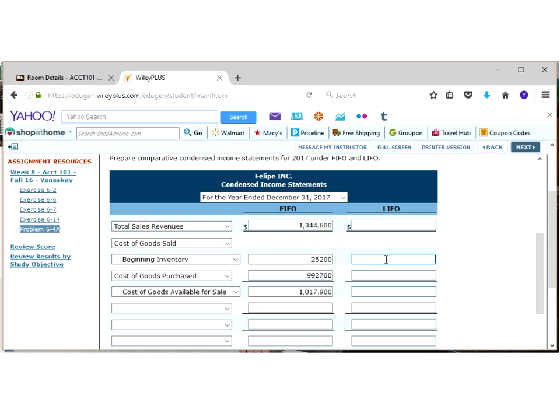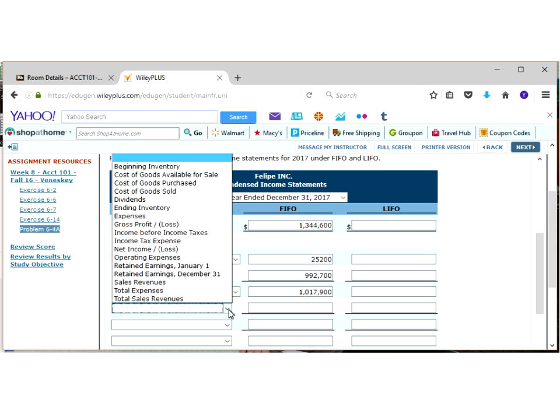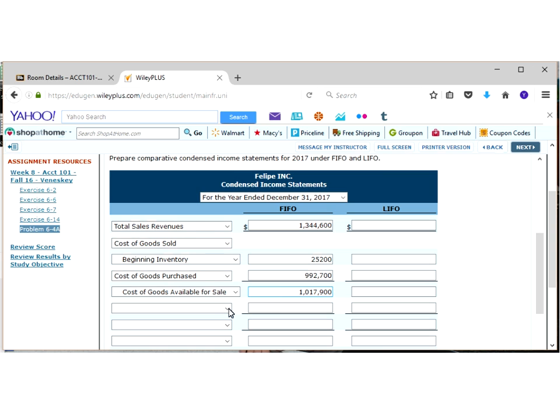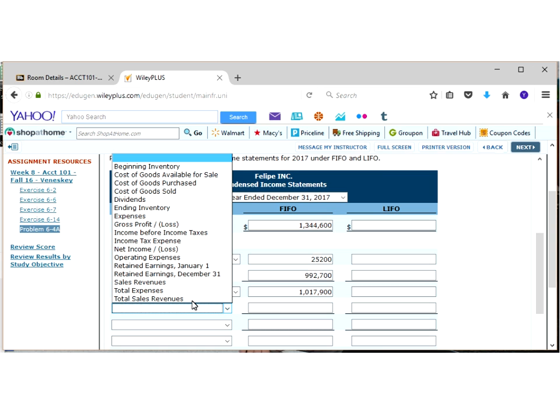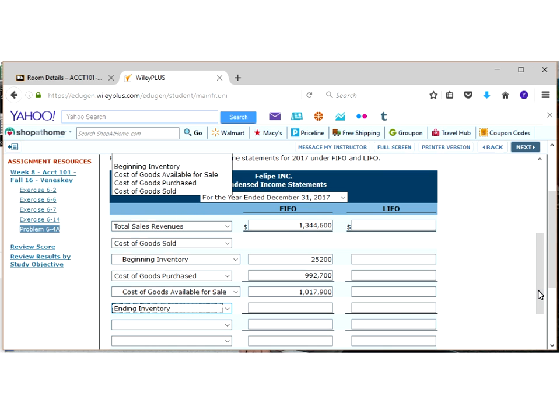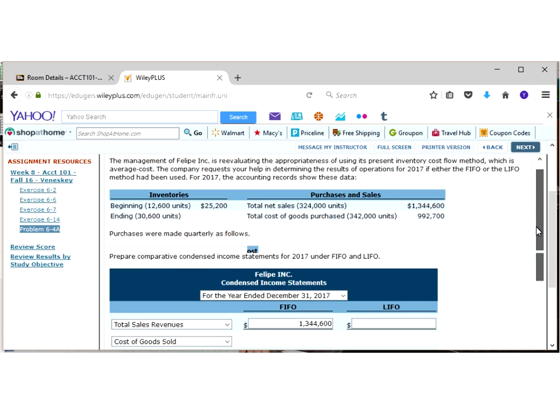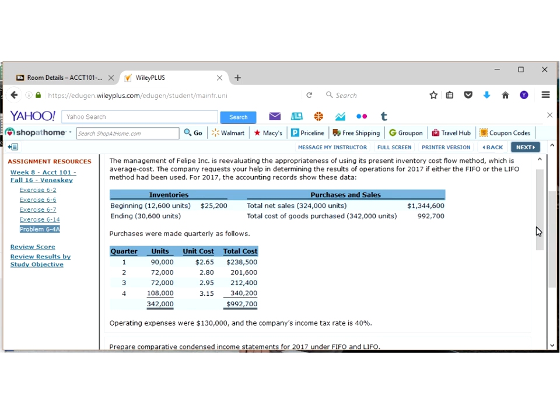If I was looking at this from the LIFO side, again, nothing has changed. I still have beginning inventory the same. I still have cost of goods purchased the same. My cost of goods available for sale is still the same. It's only when we get to here that things are going to start being different. Because remember, when you have cost of goods available for sale, you then need to subtract out your ending inventory. And the ending inventory is going to be different depending on which method I use. And we're going to be doing it the FIFO method.